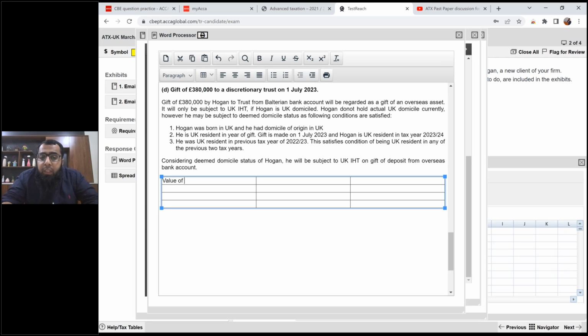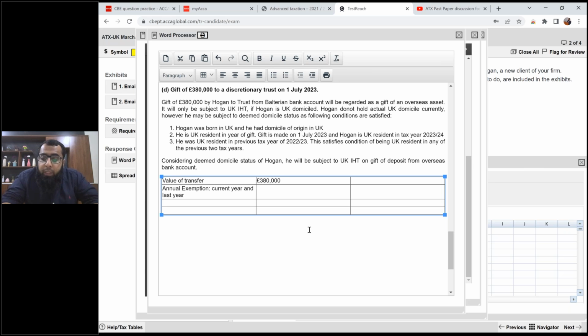What is the value of transfer? The value of transfer is 380,000 pounds. You will deduct annual exemption from it. Annual exemption, current year and last year: 6,000 pounds, 3,000 for the current year and 3,000 for last year. So this will give you the chargeable lifetime transfer. What is the value? 374,000.